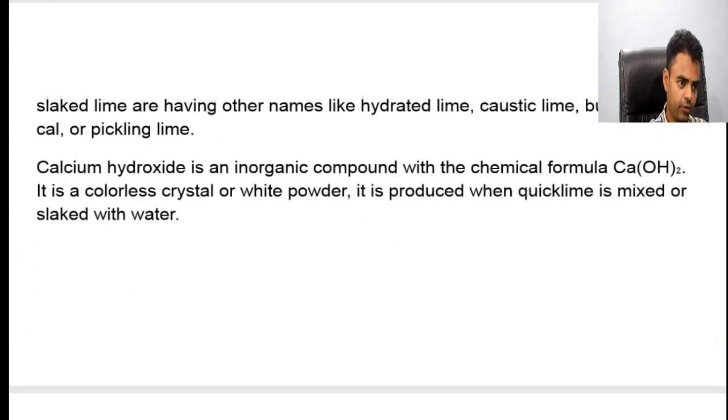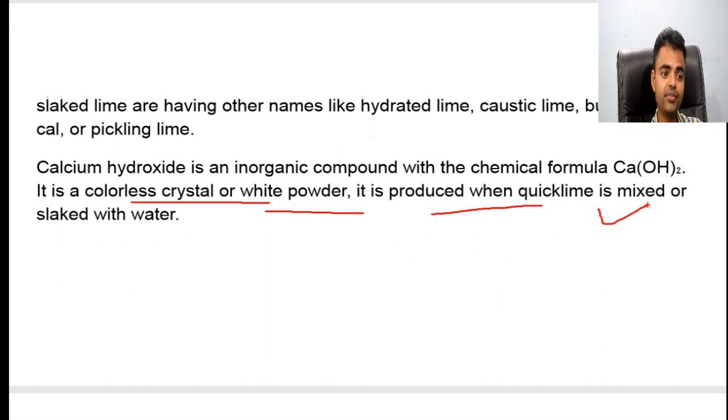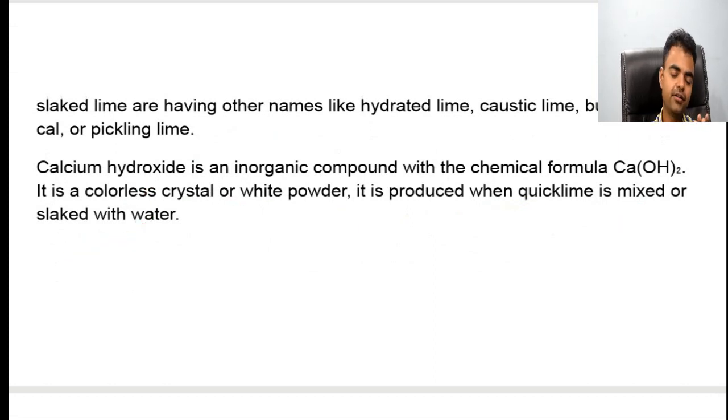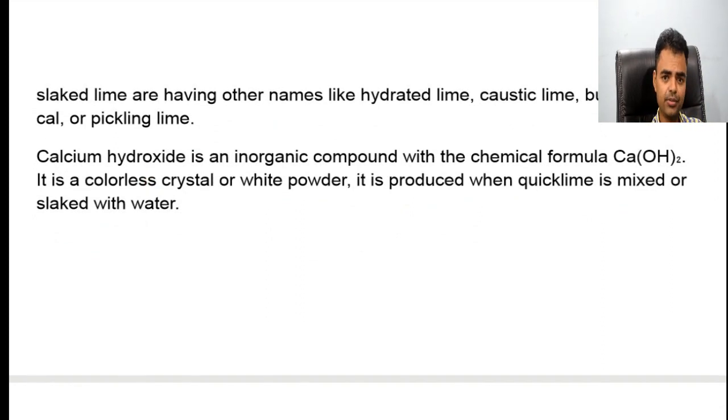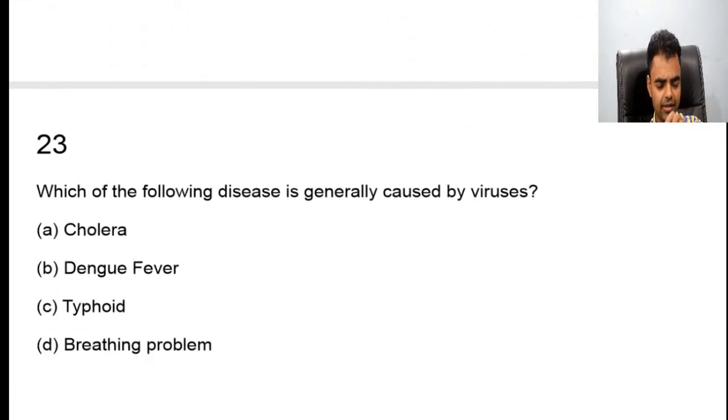Now a few more things you need to learn. It is a colorless crystal or white powder. It is produced when quicklime is mixed or slaked with water, right? So we understand the color of this, how it is produced, the chemical formula of this, and the other names of this. So besides this question, we learn all these things. Now the most important thing, I will tell you at the end of the video what you need to do in order to have better preparation.